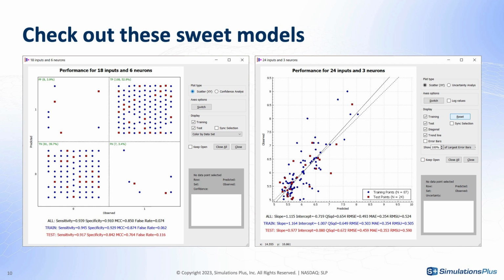And you can see some of the statistics for our regression model now. This one's built on 24 descriptors and 3 neurons. A nice wide range here of the observed versus predicted. And you can see a low root mean squared error, a high Q squared value, which is similar to the R squared. A lot of different performance metrics here.